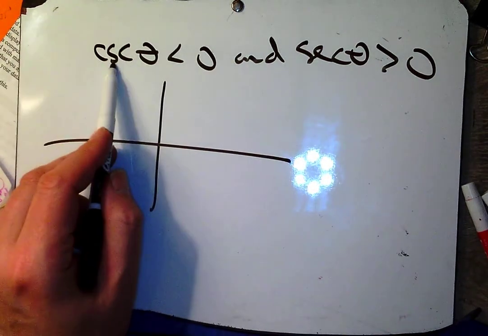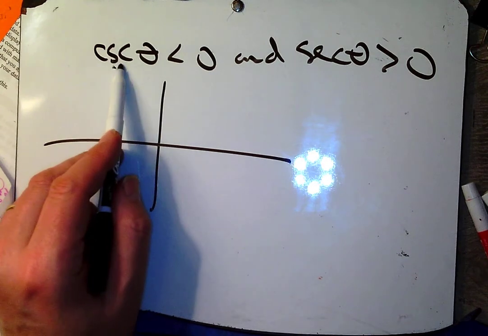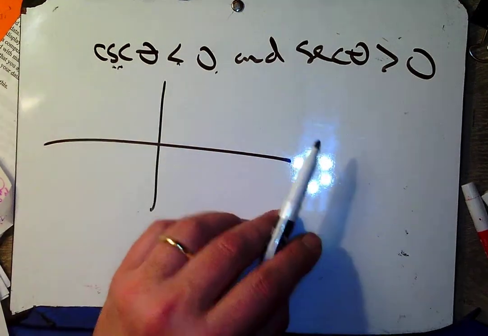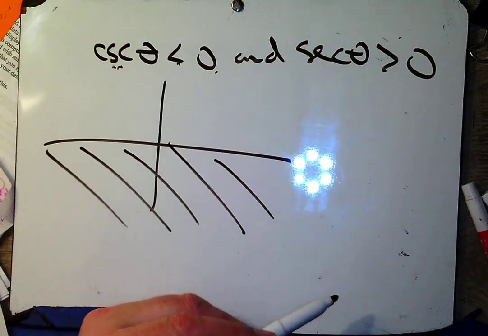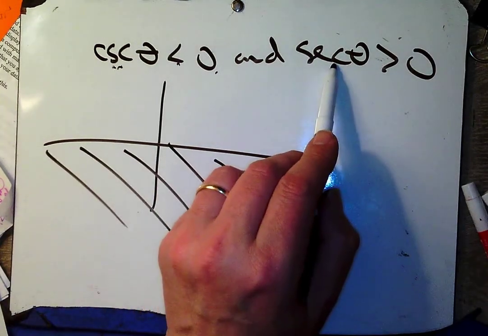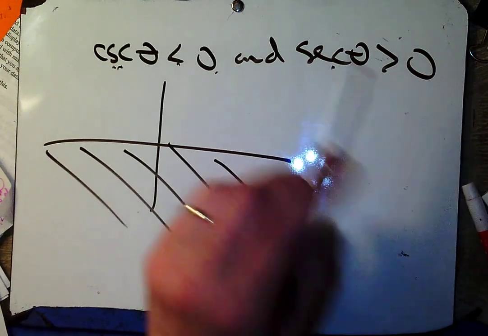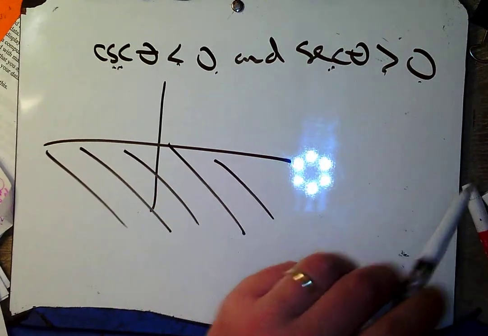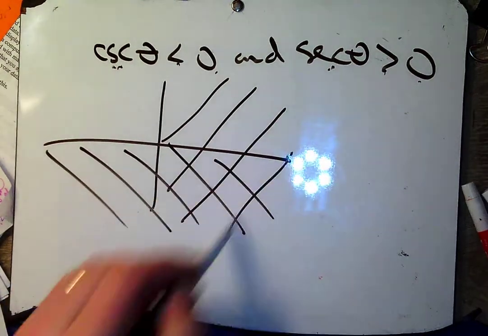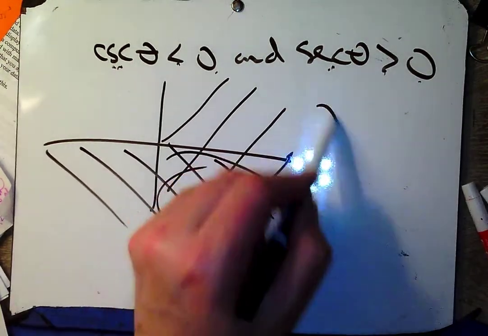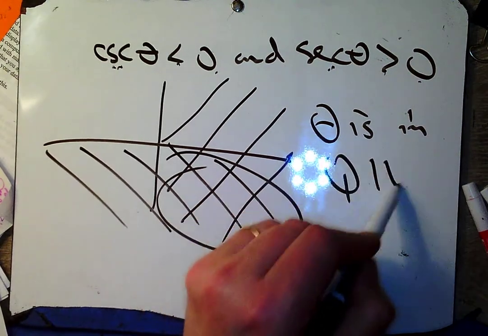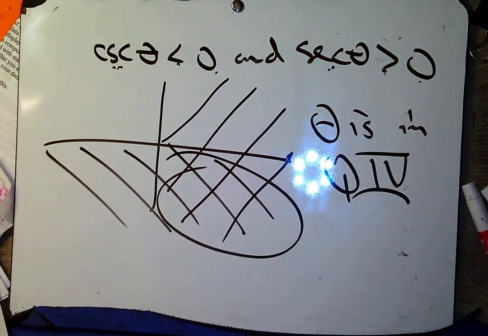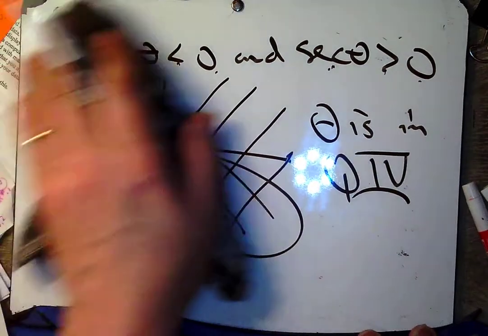So this is the reciprocal of sine, and so I'm asking, when are the sine values negative? Sine values are negative here. Secant, that's the reciprocal of cosine. I'm wondering when cosine values are positive. And the overlap is where theta is in quadrant 4. Okay? Excellent.